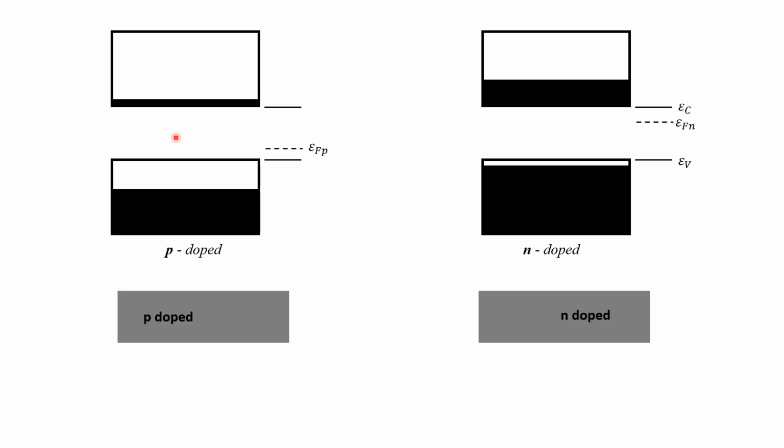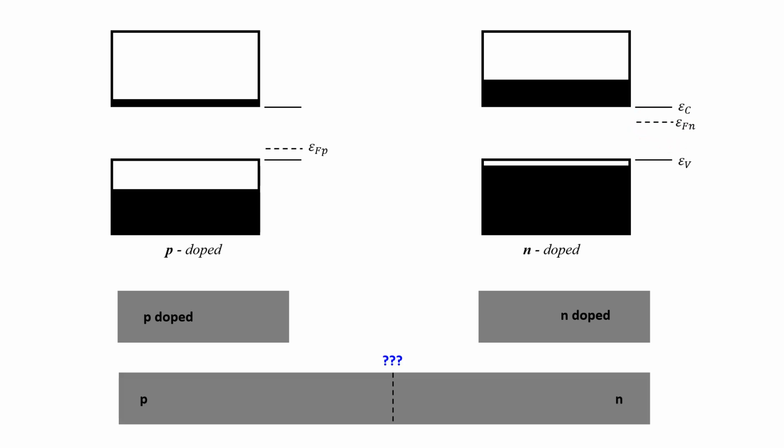In the previous lectures we learned that when we p-dope a semiconductor, we increase the concentration of holes and decrease the concentration of free electrons, and the Fermi level goes down. When we n-dope a semiconductor, we increase the concentration of free electrons, decrease the concentration of holes, and the Fermi level goes up. In this lecture, we want to analyze what happens when we take a piece of semiconductor and p-dope one side and n-dope the other, forming a p-n junction.